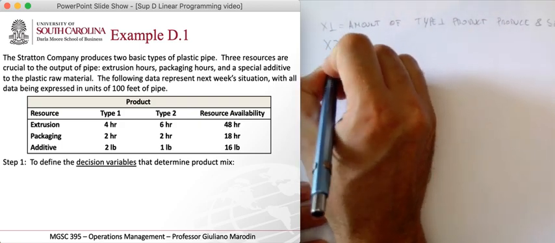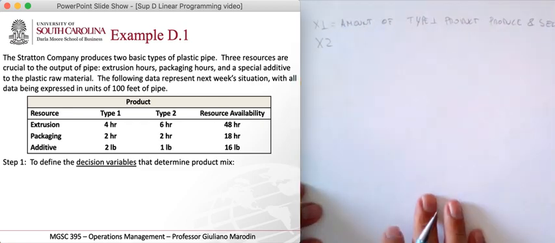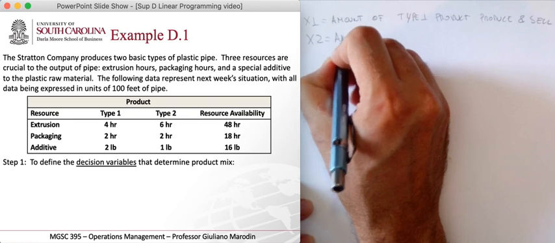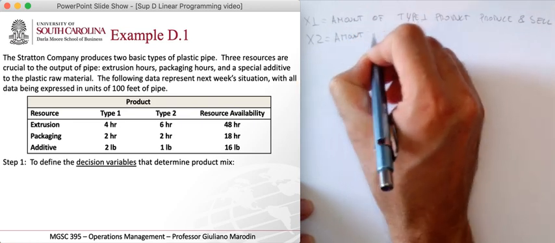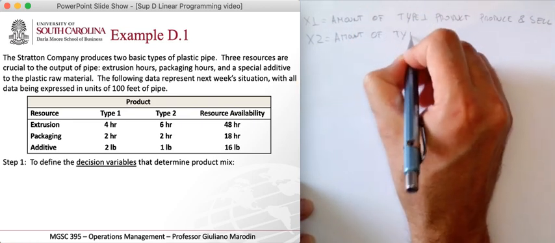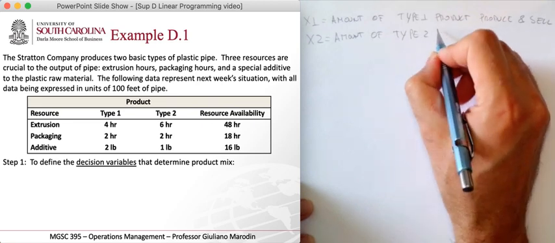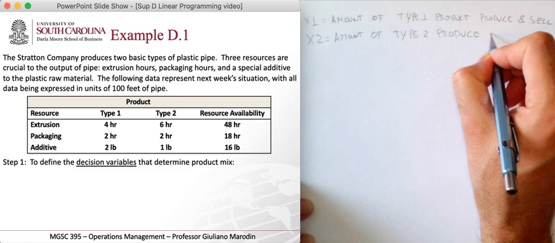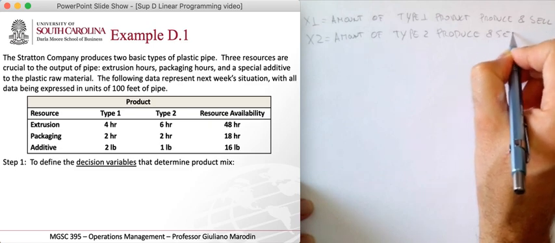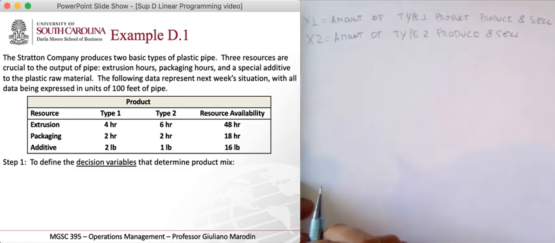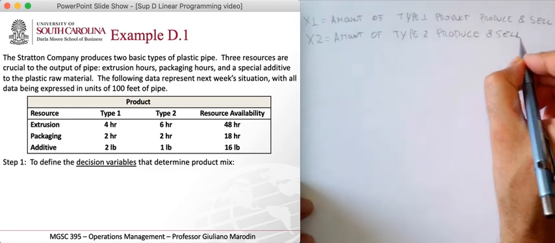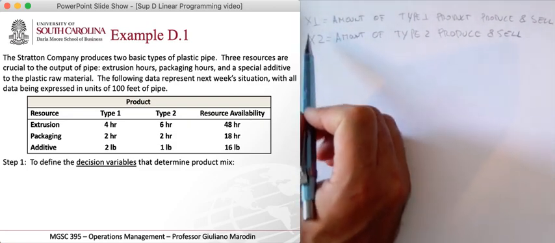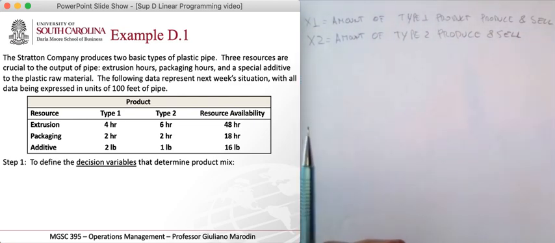X2 is another variable that I'm going to create. It's going to be the amount of type 2 that I'm going to produce and sell. Yes, I reduced a little bit to make it easier. Wow, that cell is horrible. Okay, so these are my two variables, and I'm going to call them x1 and x2.